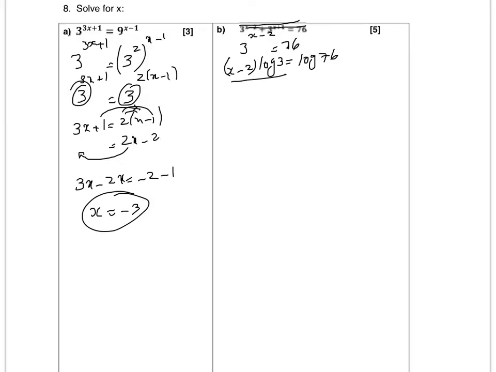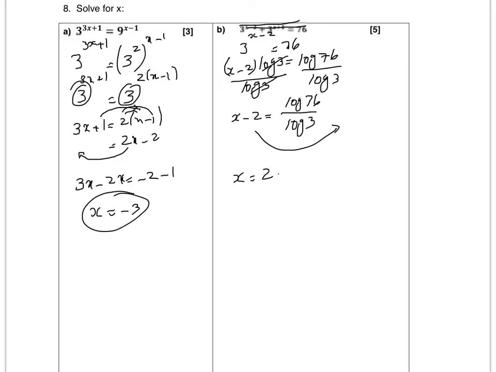So dividing by log 3, canceling log 3 here, I am going to get x minus 2 is log 76 divided by log 3. Moving negative 2 to the right, I get x is 2 plus log 76 divided by log 3. If you simplify this one, you get about 5.94.